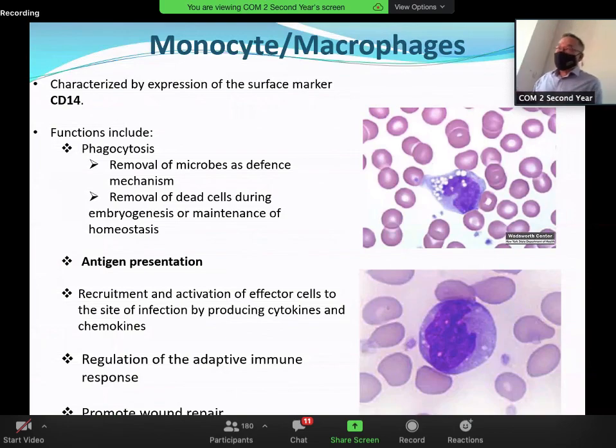So these M2 macrophages play a role in fetal development because after a few days of gestation, the fetus undergoes various morphological changes. A lot of the cells between the fingers go into apoptosis. All of these are removed by these so-called M2 macrophages. So these macrophages have a role in an inflammatory response, but also in non-inflammatory responses too.